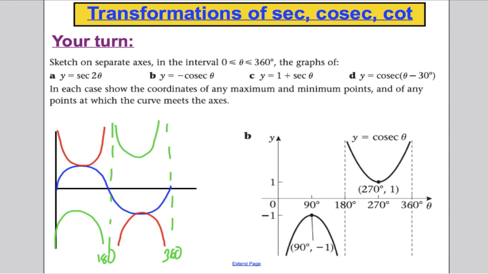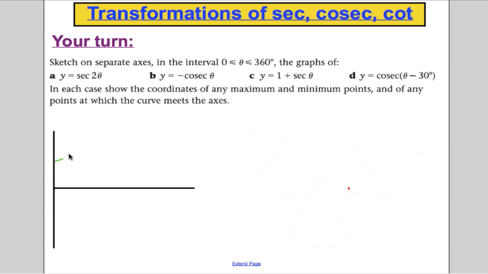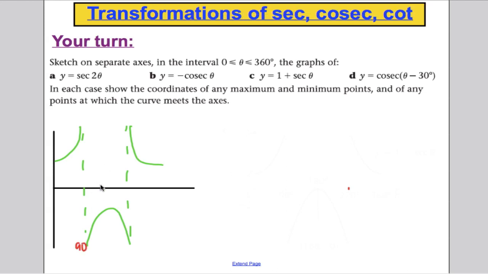The next one, 1 plus sec theta. Well, the sec theta graph we've drawn several times now. The sec theta graph looks something as follows, where the key points here, that was 90, that was 180, that was 270, and that was 360. And with 1 plus that, everything would have been shifted up.